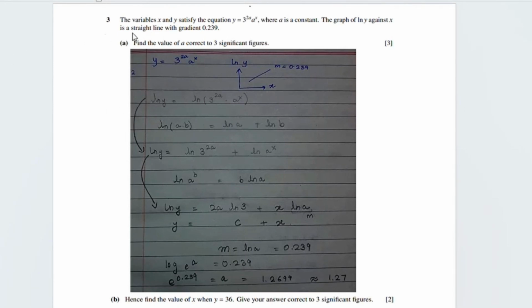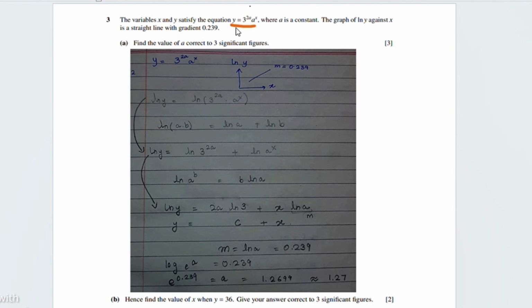Hello everyone, so I'm solving this question on the topic of indices, where we have been given this equation over here. We know that if you plot ln y on the y-axis against x on the x-axis, you get a gradient which is 0.239. Notice that I've drawn this line which has a positive gradient, so it inclines this way. If it was negative, it would go the opposite way. Using this information, I have to find a.